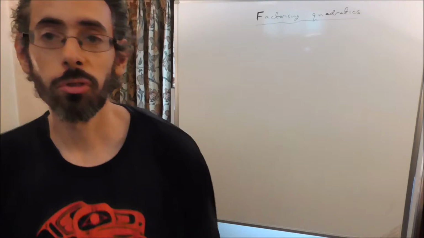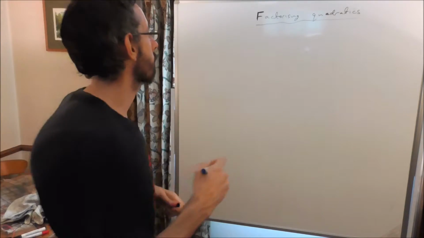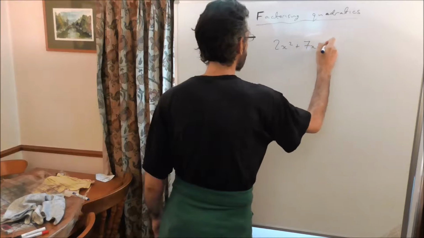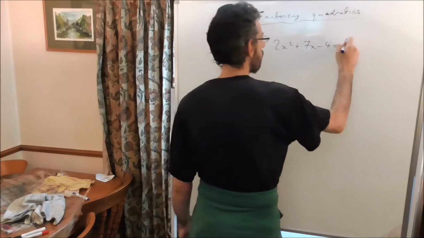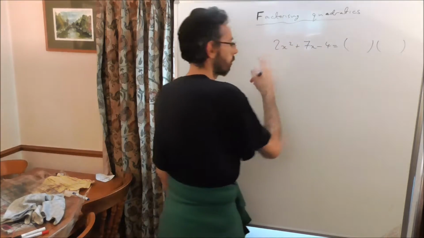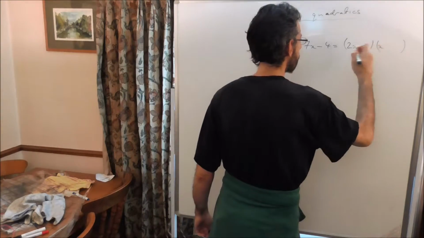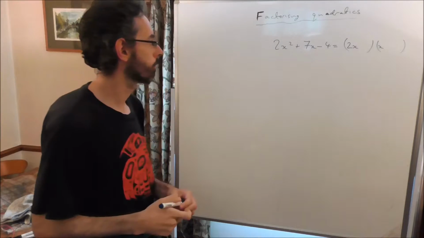Right, let's do a couple of examples now with minus signs in them. So 2x squared plus 7x minus 4. So double brackets as usual. To get 2x squared, we need 2x and x at the start of each bracket. 2x times x is 2x squared.